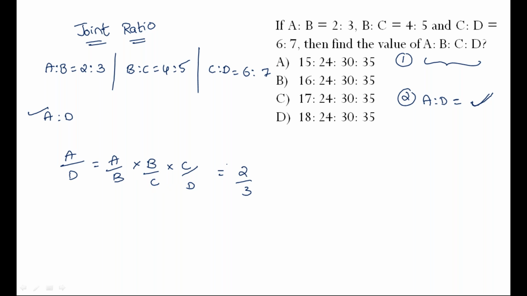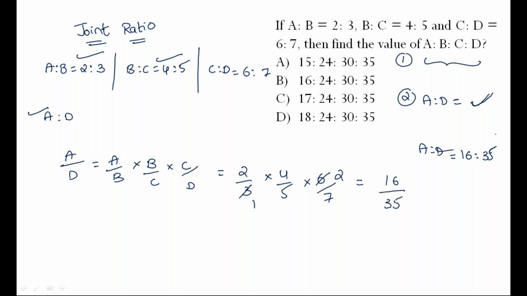A by B is 2 by 3 because of 2 is to 3 ratio. B by C is 4 by 5. C by D is 6 by 7. Now if you see this, cancelling the term. But you just remember this is the logic going forward. We got finally 16 by 35. A is to D is 16 by 35. Now hope you got option B. A and D must be 16 and 35.